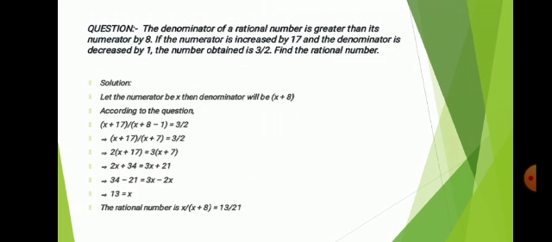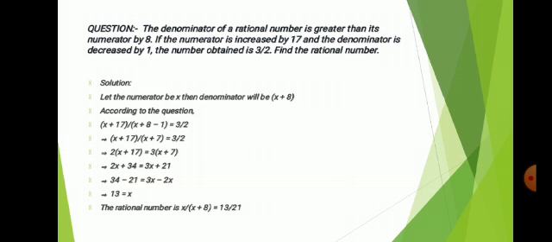Now after that, if the numerator is increased by 17, what is our numerator? That is x. So the new numerator will be x plus 17, and the denominator is decreased by 1. The new denominator will be, first one is x plus 8, now it is decreased by 1. Decrease means minus, x plus 8 minus 1. It means x plus 7, because plus 8 minus 1 is equal to 7. New denominator will become x plus 7.